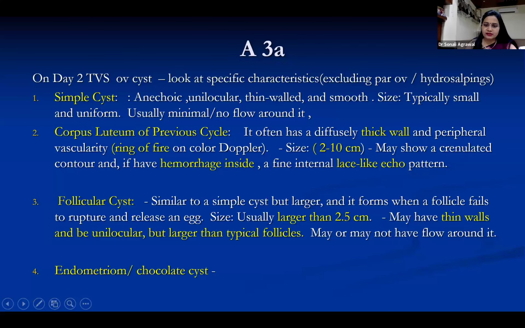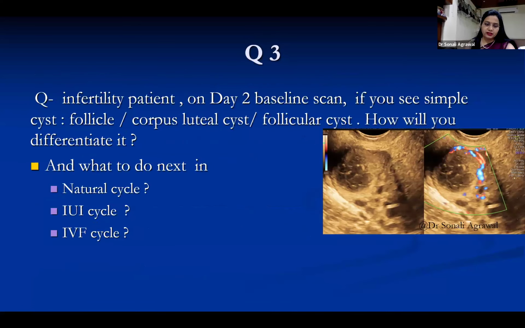A follicular cyst size is usually more than 25 mm, and may be thin walled and unilocular, and typically looks like a follicle. And we also look for any chocolate cyst or endometrioma, whether it is there or not. We can see on ultrasound and differentiate.